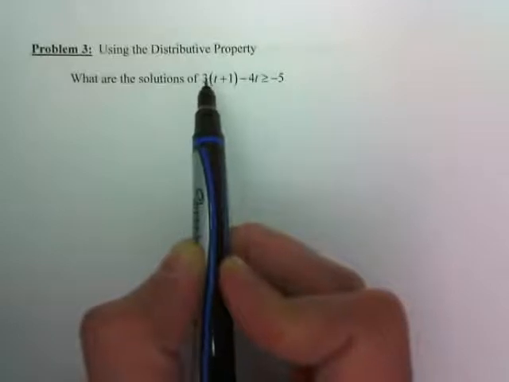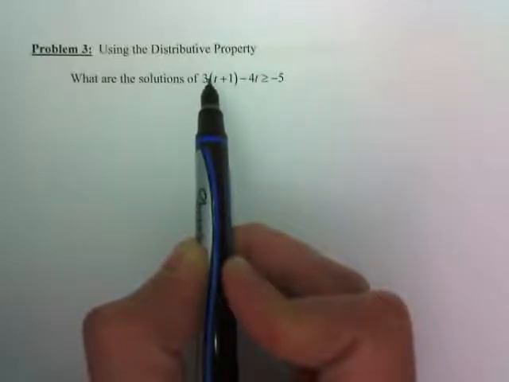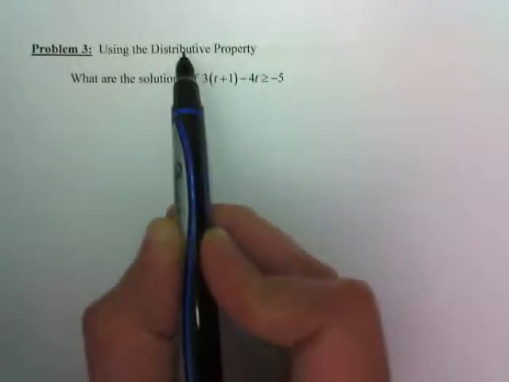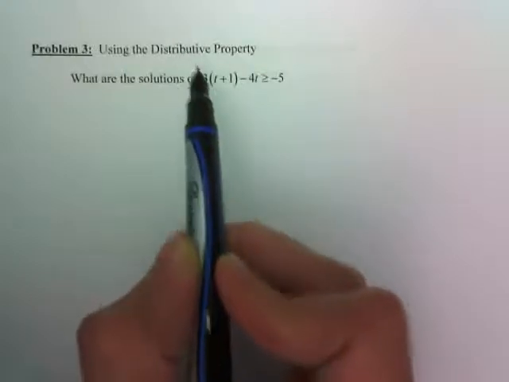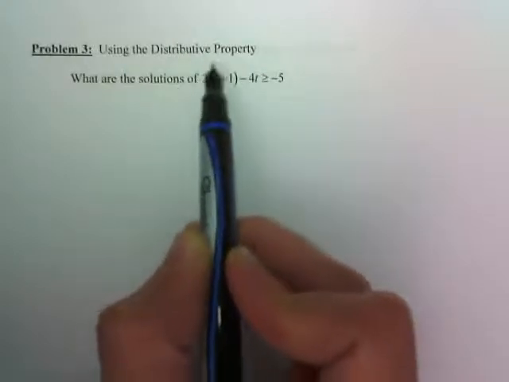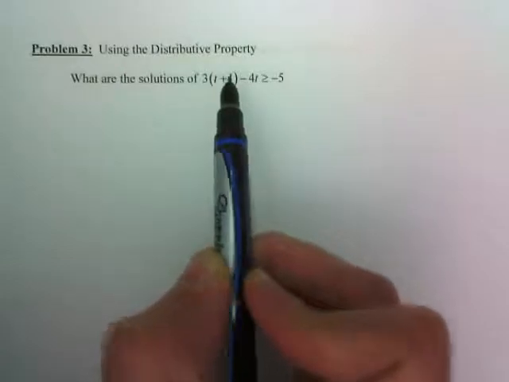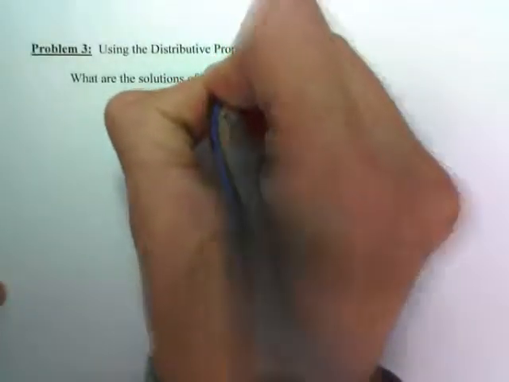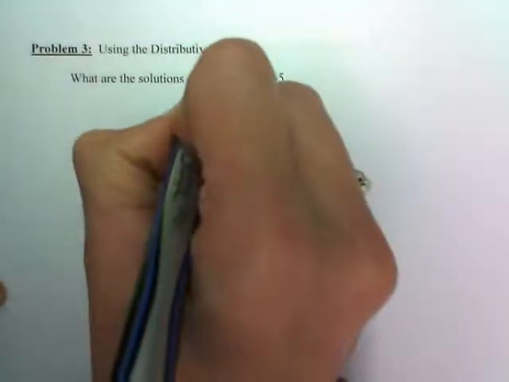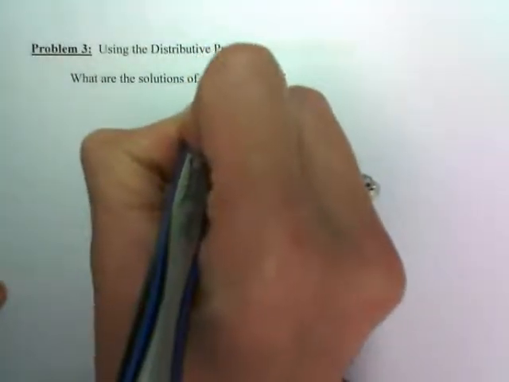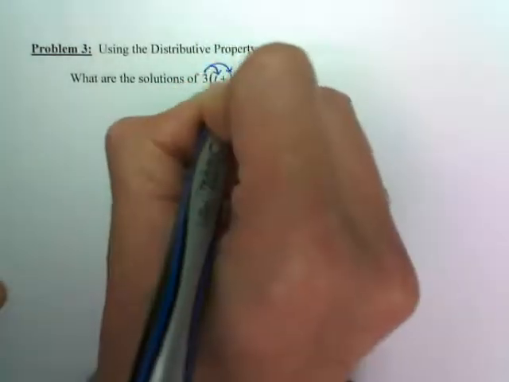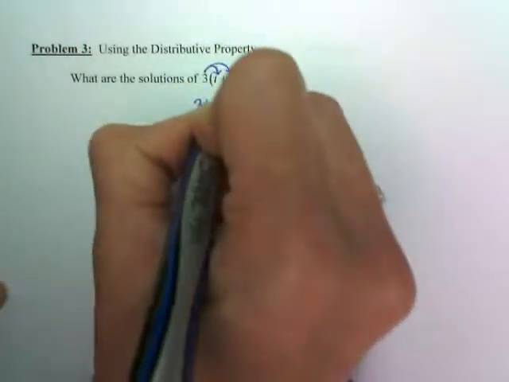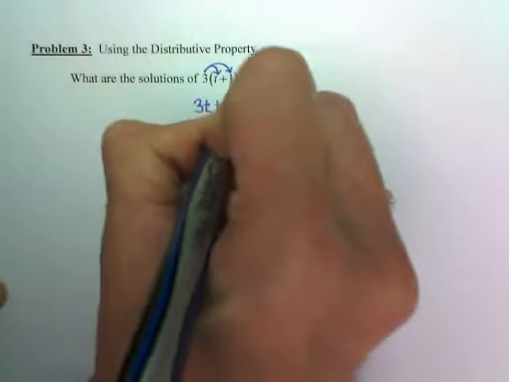When the 3 is attached to the parenthesis, that indicates multiplication. It also indicates distributive property. Well, when you distribute, what operation are you using? You're using multiplication. So let's distribute our 3 in. 3 times t is 3t, and 3 times 1, and this is a positive 1, so 3 times a positive 1 is a positive 3.